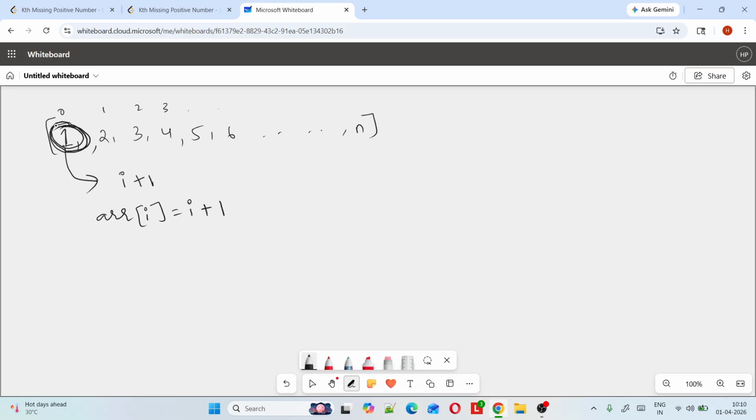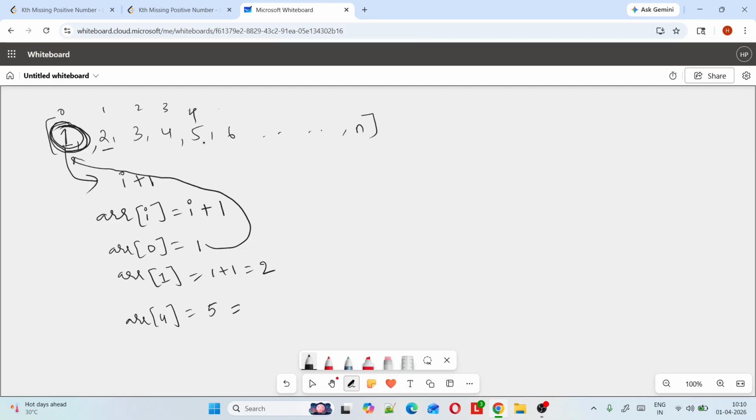Let's see. Since i equals 0, array of 0 is 0 plus 1, that is 1. So see, we have got 1. Now let's check for the second element, array of 1 is 1 plus 1, that is 2. See, 2. Similarly, we will check array of 4, that is 4 plus 1, 5. See. Keep this in mind.